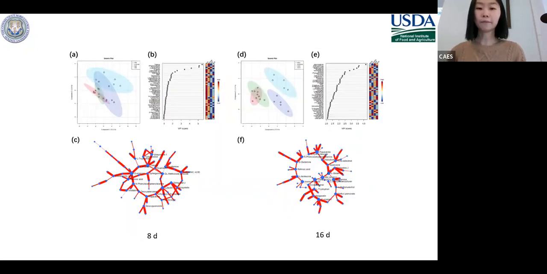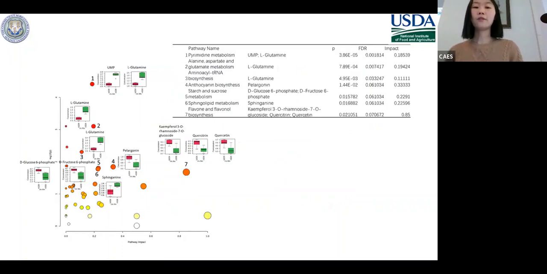For example, this is, as I said, a time dependent effect, because at 8 days those groups are not separated. But at 16 days, we can see that the nanosulfur and coated nanosulfur started to change the metabolomic profile compared with the control and bulk. And then for the details, we analyzed the pathway. For example, this one is the comparison between the nanosulfur and bulk sulfur.